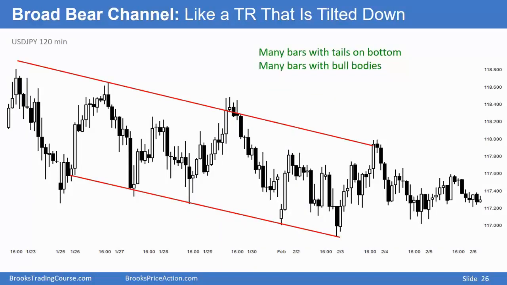Bear trend, but a lot of the bars have prominent tails on the bottom. Also, a lot of the bars have bull bodies and strong bull bodies. That's another characteristic of a broad bear channel. It's a weak bear trend. Traders will both buy and sell.